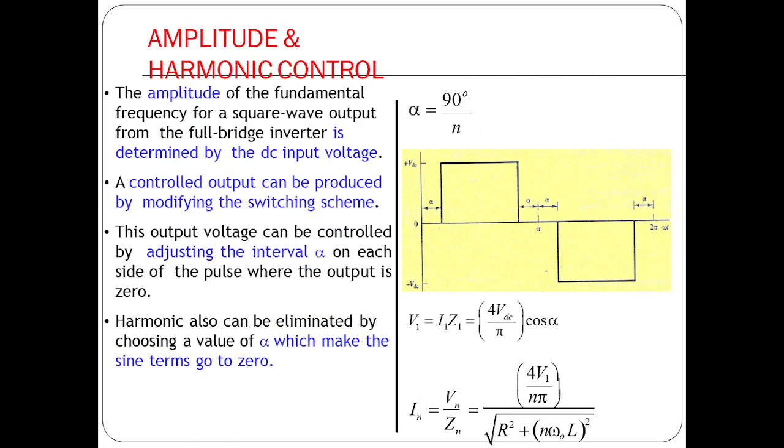Now, talking about the amplitude and harmonic control. The amplitude of the fundamental frequency for a square wave output from the full bridge inverter is determined by the DC input voltage. So what is amplitude? Amplitude is nothing but the highest peak value that a waveform achieves during a time. So if the input voltage is good, the amplitude also will be good in the output voltage, that is the AC inverter.